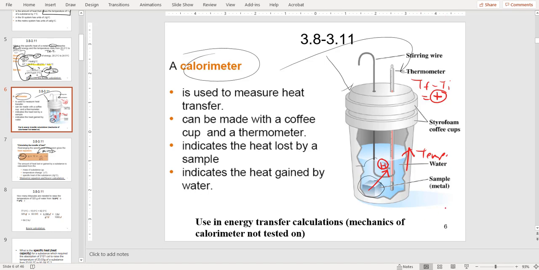Now, on the other hand, we could have a situation like this, where the heat energy is transferring into the block, in which case the water is going to start to cool. And then when we look at our temperature final minus our temperature initial, then it's going to be a negative value.